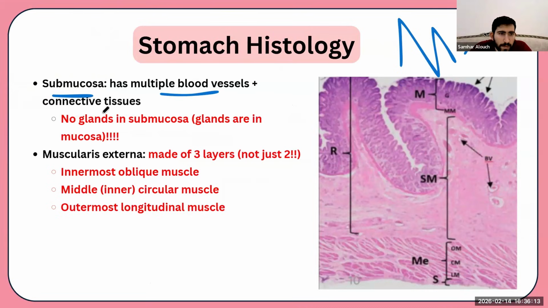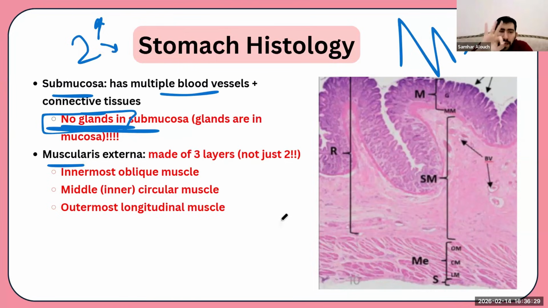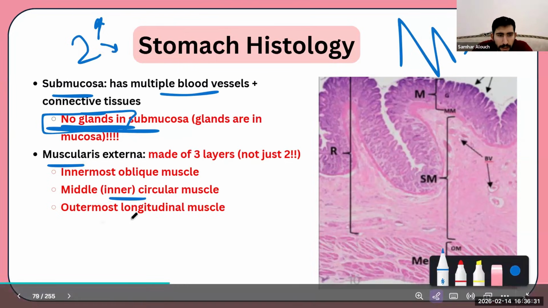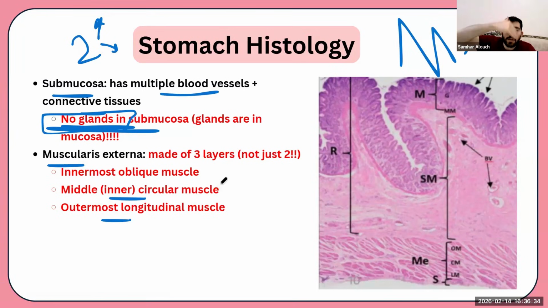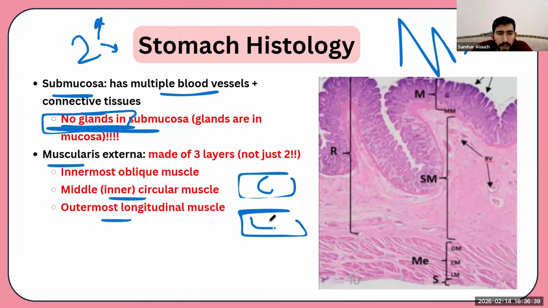Now let's talk about submucosa. Submucosa has multiple blood vessels and connective tissue and no glands. There are no glands because the glands are already in the mucosa. Then we have muscularis externa. Previously, muscularis externa had two layers, inner circular and outer longitudinal. In the stomach, it has three layers. There is a new part called inner oblique. So the innermost layer is inner oblique, the middle is inner circular, and the outer is longitudinal.